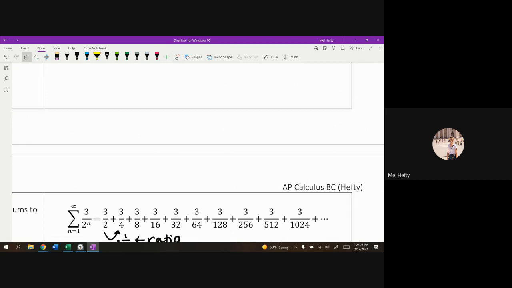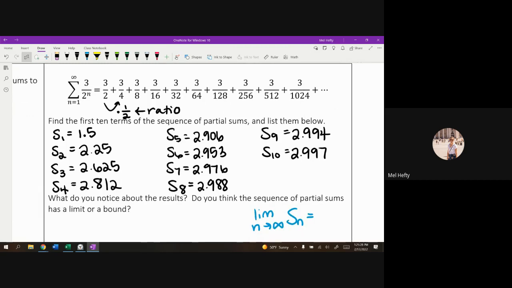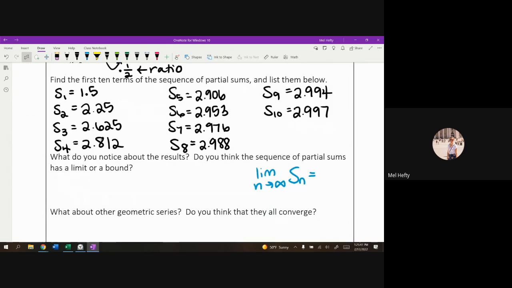So let's talk about these terms. It doesn't really matter if you round it or not. We're just investigating here. So we're putting our little detective hat on. If you had to put money down, as you went to infinity, where is this sum approaching? If I had to put a number here, I would probably put 3.